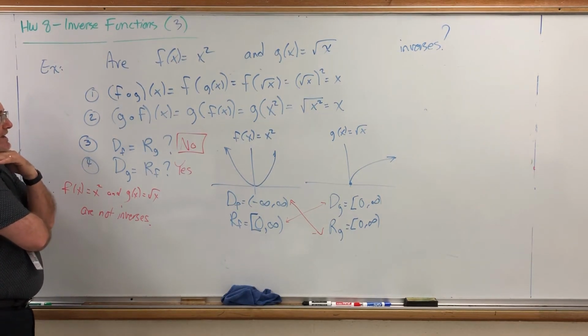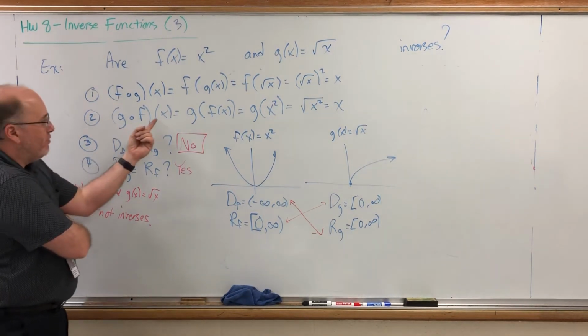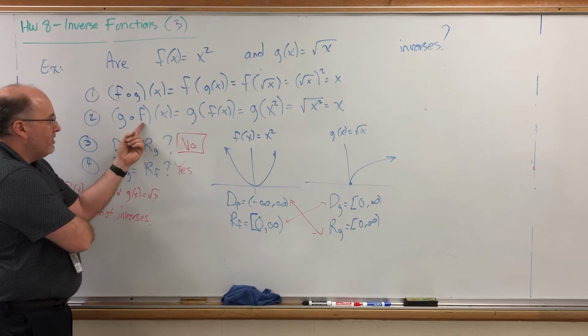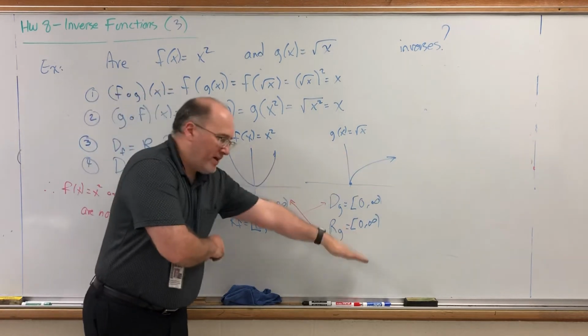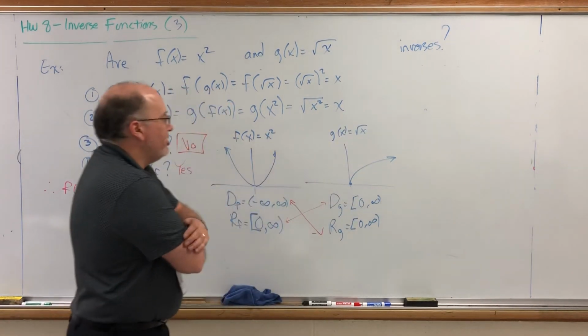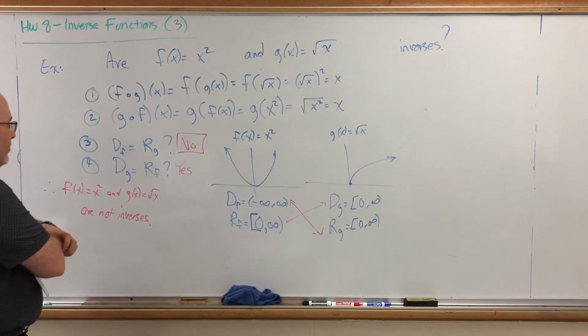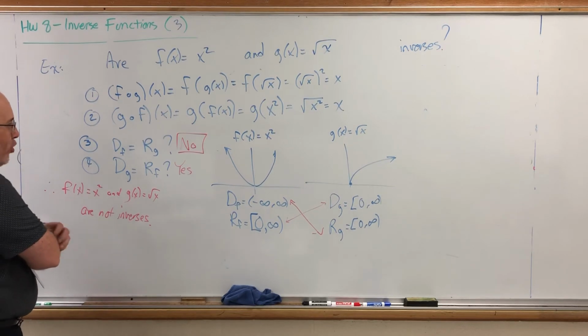There's no way I can get back a negative 3 that I put into the f, because there's no way a negative 3 is coming out of the g. Negatives don't come out of the g, only positives come out of the g. So the whole domain range thing is kind of important. But this kind of raises another question.